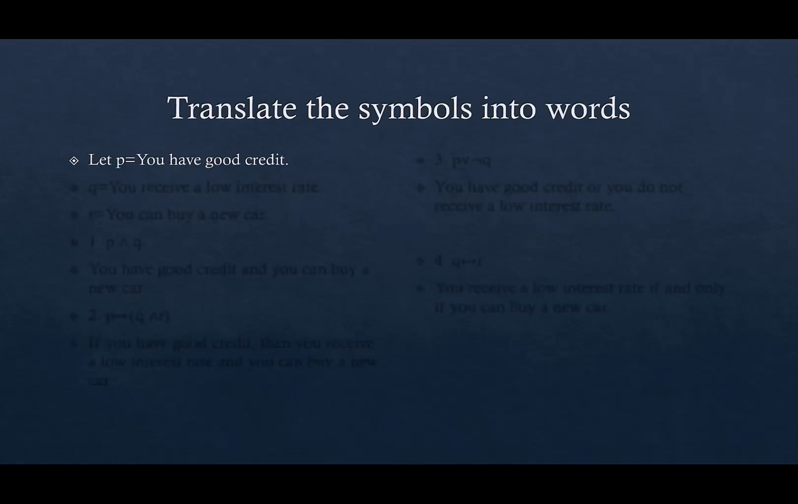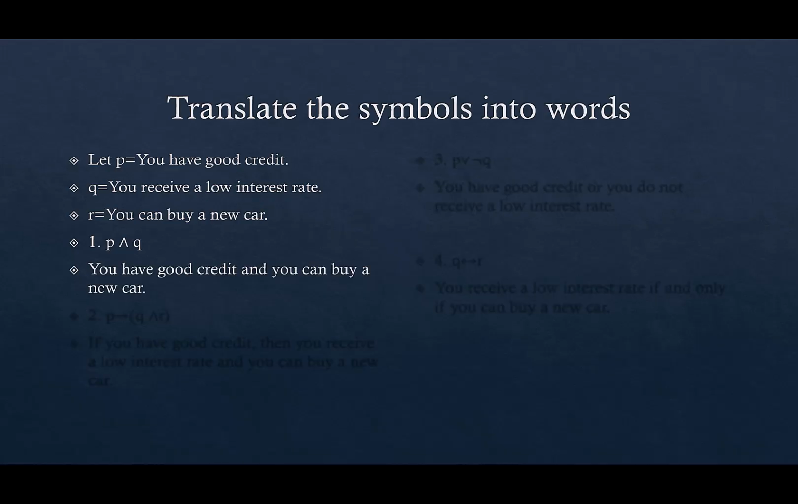We're going to let P be the statement you have good credit. Q is you receive a low interest rate, and R is you can buy a new car. The first thing we're going to write out is P and Q. That means you have good credit and you can buy a new car.